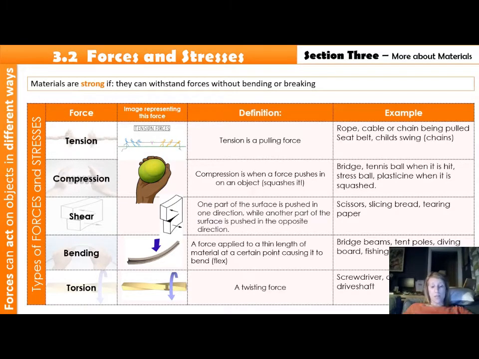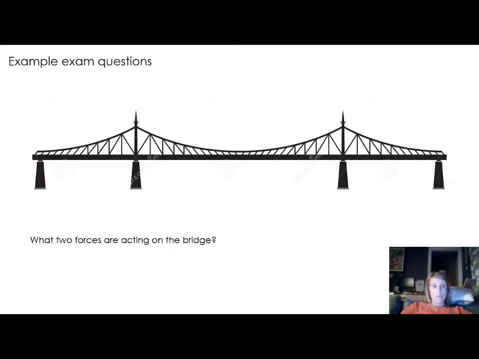And now what I'm going to do is I'm going to show you some examples of some questions. Okay, so in the exam, you could have a picture of a product in front of you. So here's a bridge, and it could ask you what forces are acting on the product. So have a think to yourself at the moment, which of these types of forces have we just kind of spoken through? Basically, you've got two different forces, or potentially three different forces acting on this bridge. Think to yourself which ones they are. Pause it here and have a think, write it down.